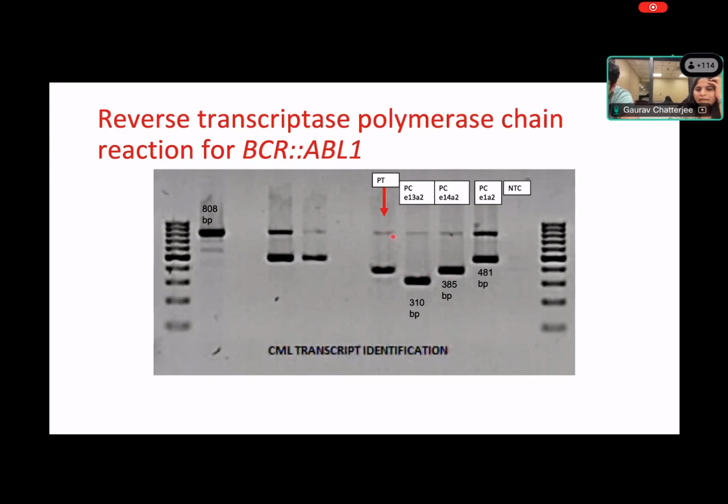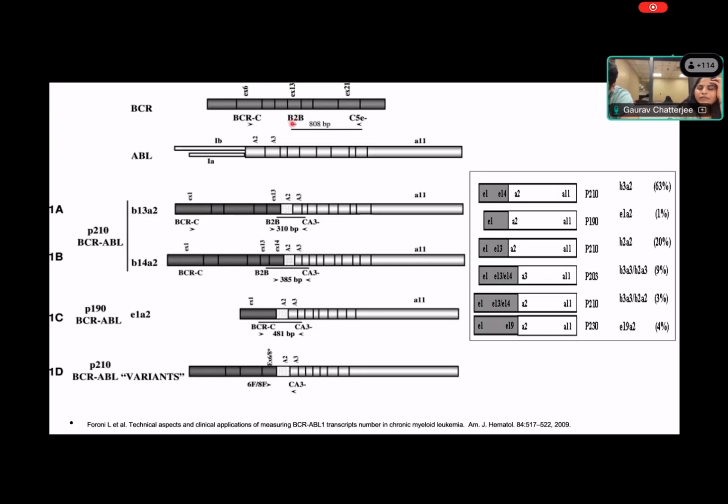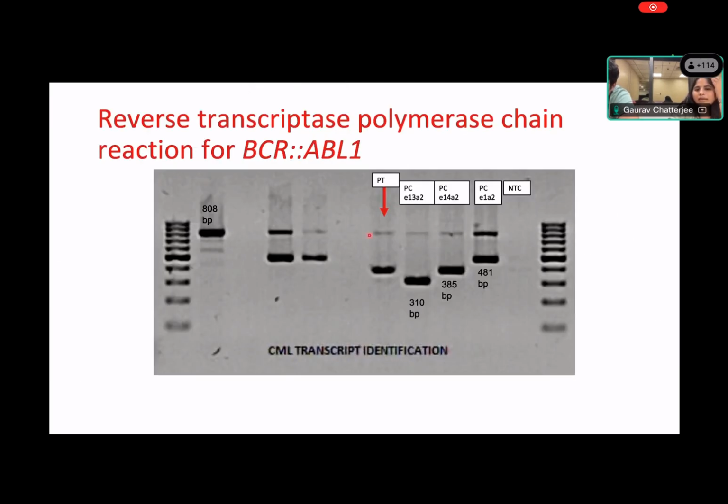Now here, what is this band that we are seeing? That 800 base pair band, what is it? Oh. So if I go back to the example, here I have shown that we are also putting primer for the control region. That will give us a band of around 800 base pair. So this we will be seeing in every case.